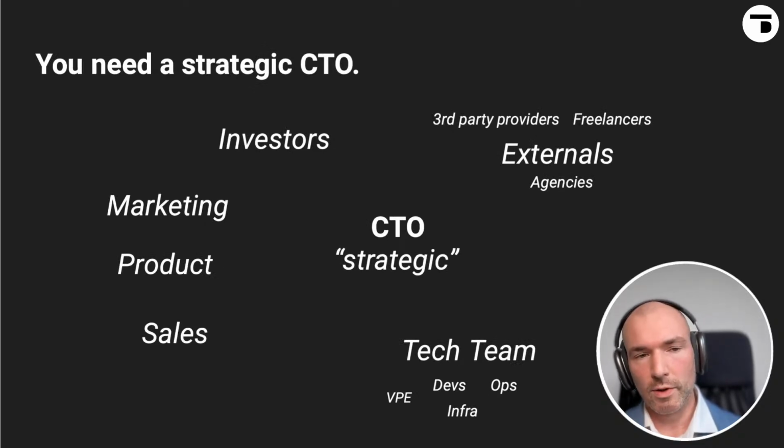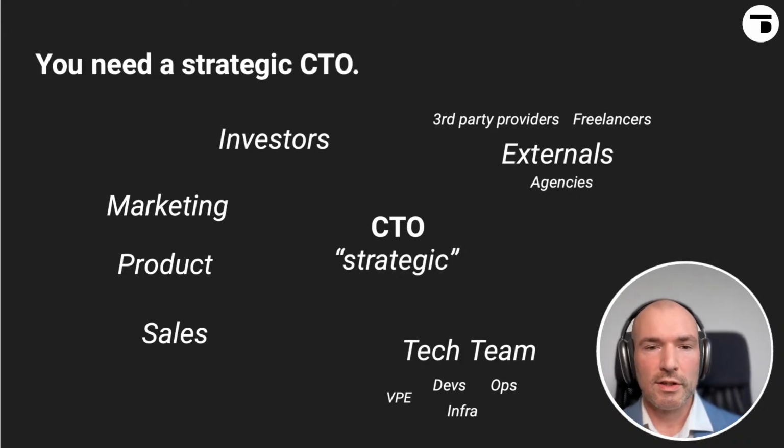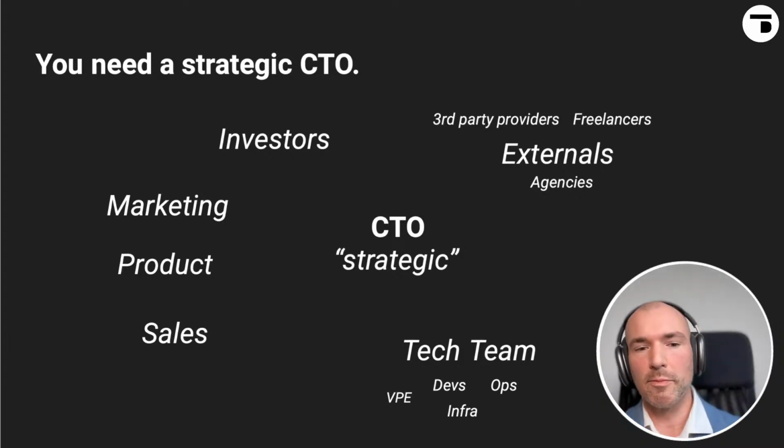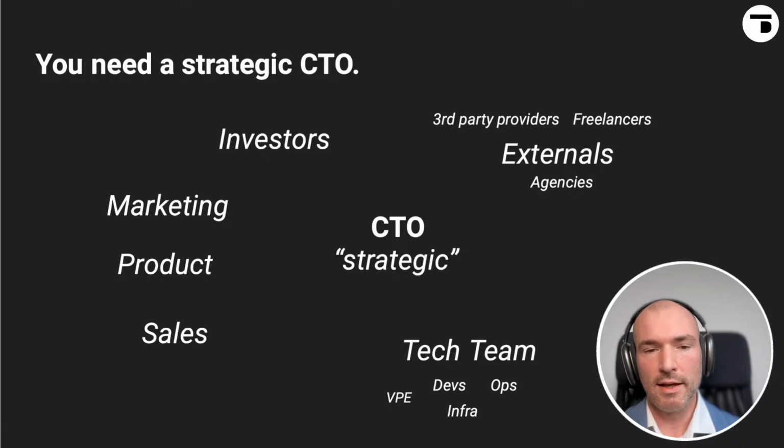And this is where I come in. The word strategic is the one who connects all the other departments together. The tech team, the product, the marketing, sales, and is able to explain to investors in business terms the impact of the technology that needs to be built, and is able to take values and business goals from the company and inspire the tech team and then develop a plan of how we get there.